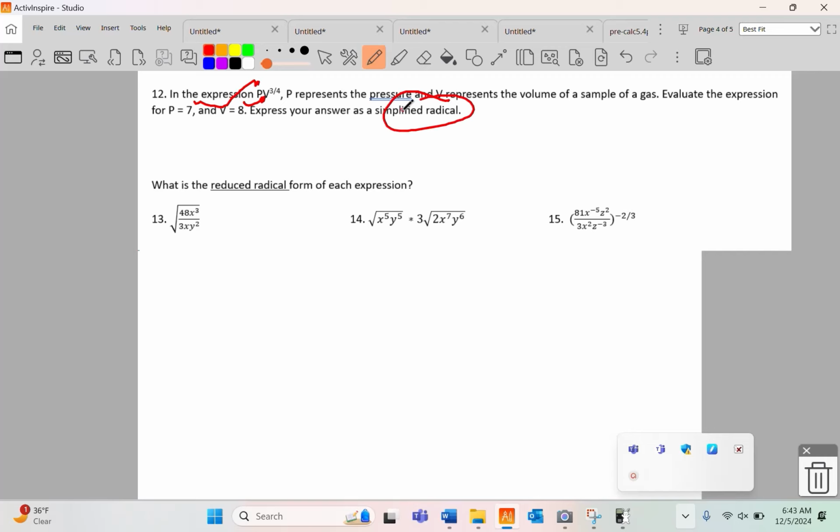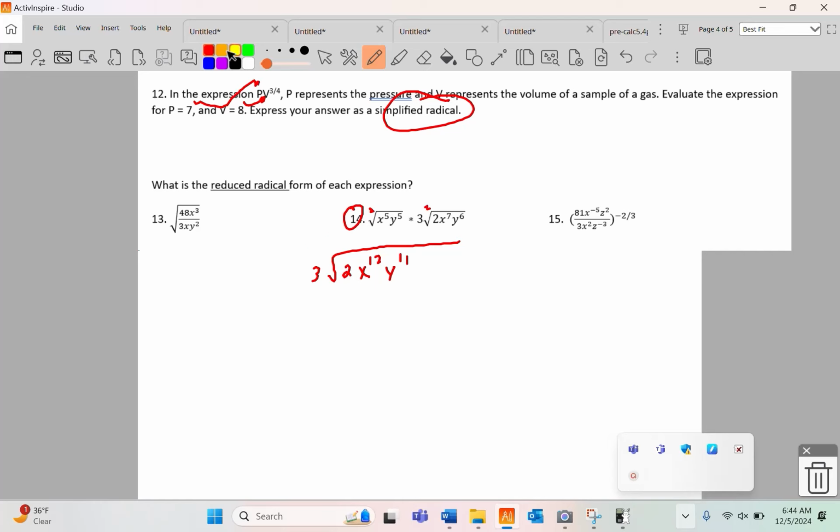All right, what is the reduced radical form of each expression? Let's just look at this one. Now, these are both square roots. All right, let's multiply like terms. We're going to have a 2. X to the 5th times x to the 7th is x to the 12th. Y to the 5th times y to the 6th is y to the 11th.